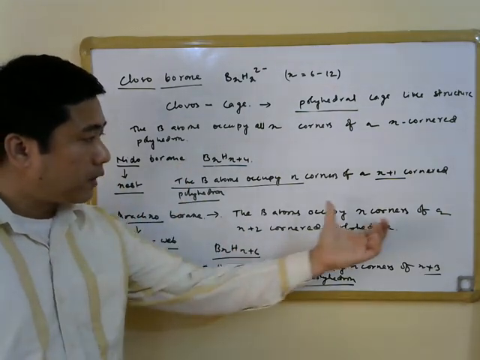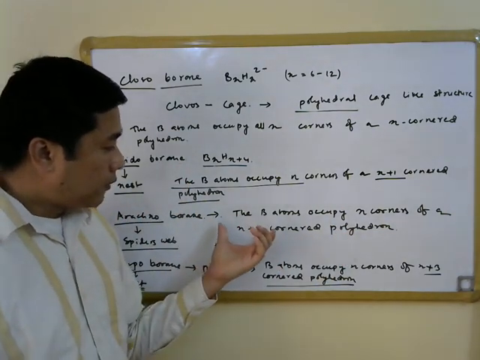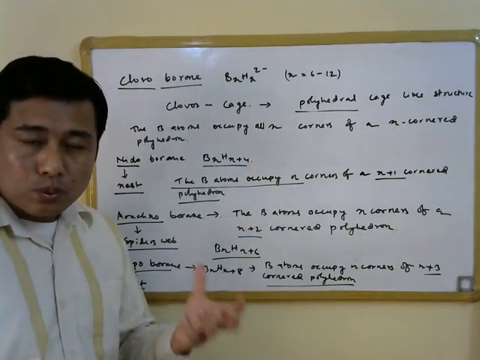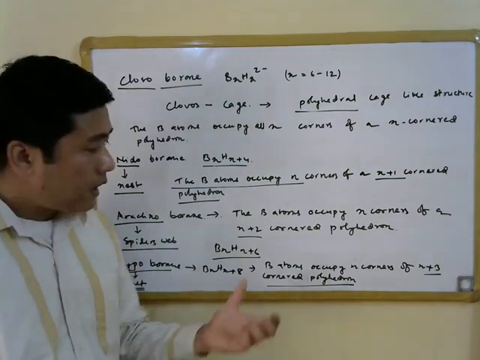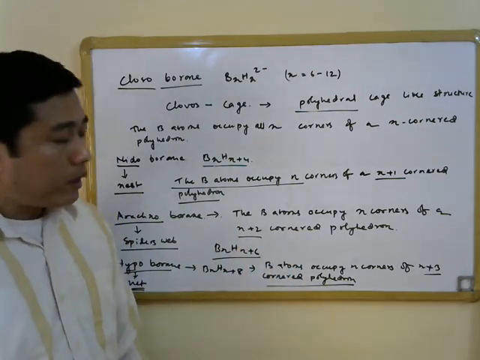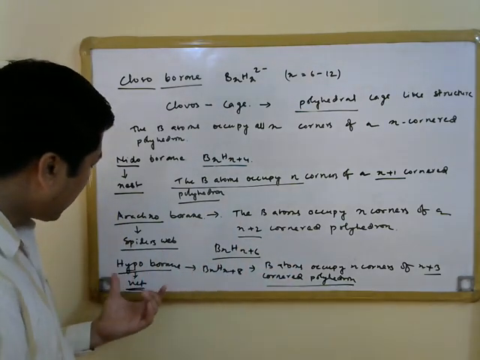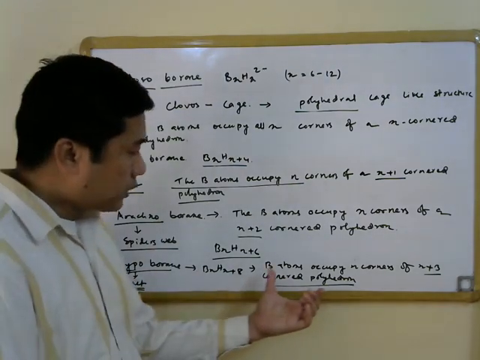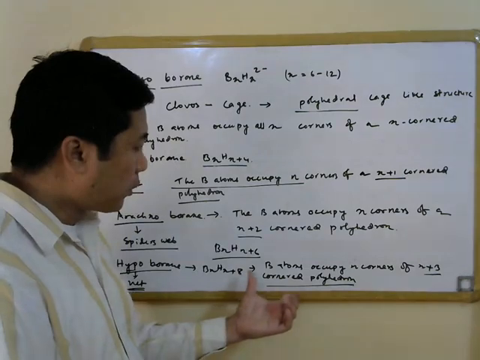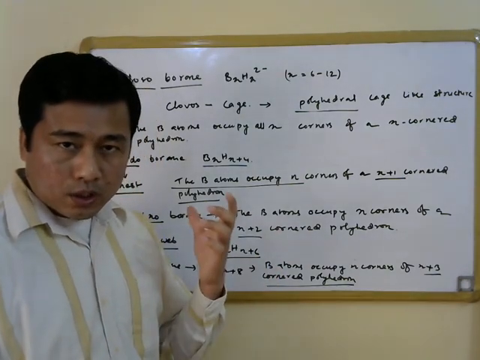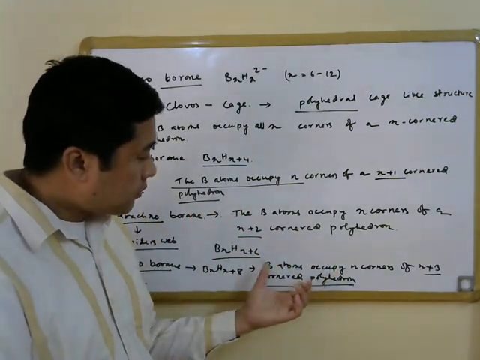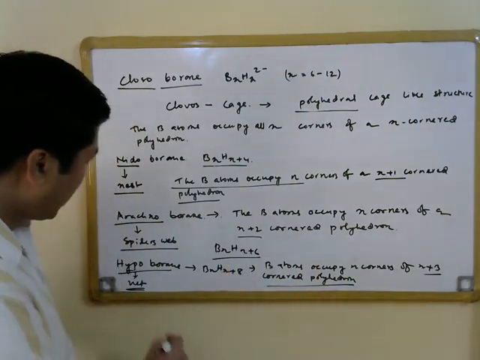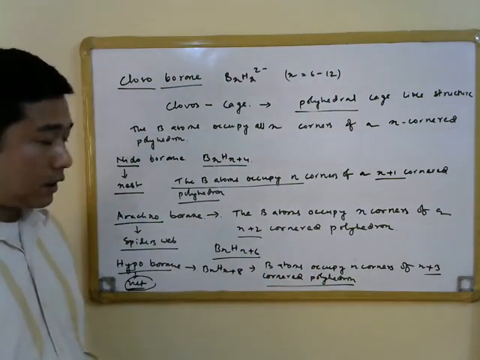In this case, the structure is based on an n plus 2 cornered polyhedron, where 2 of the corners are left empty, and that is why the structure looks wave-like. And the last one that we have learned is the hypoborane, which is based on an n plus 3 cornered polyhedron, where 3 of the corners are left empty without any boron atoms, and the structure is essentially net-like.